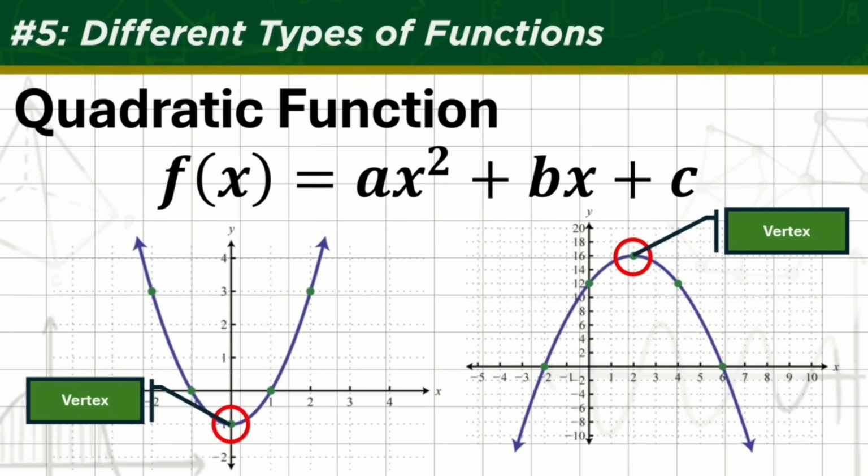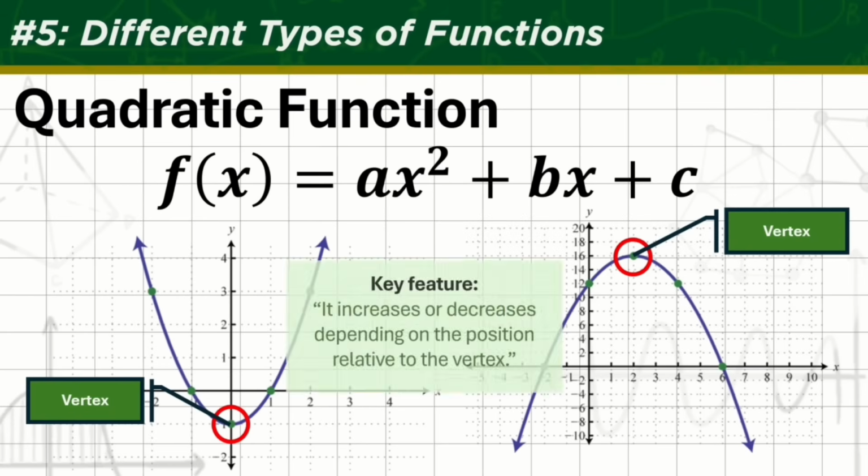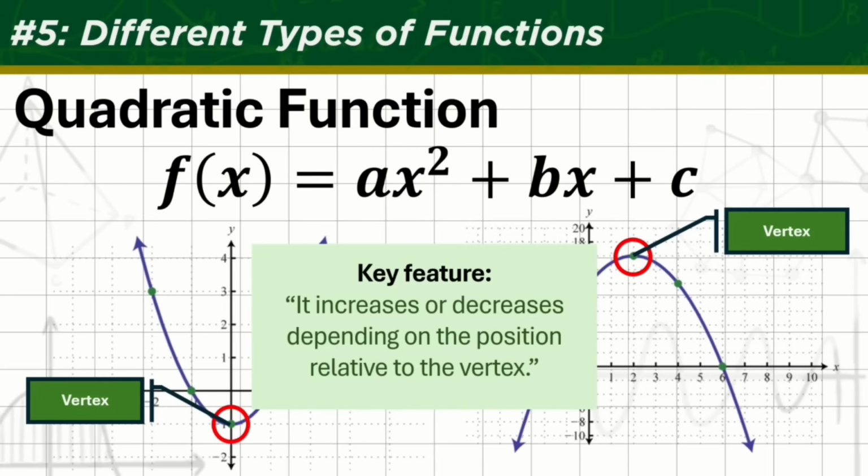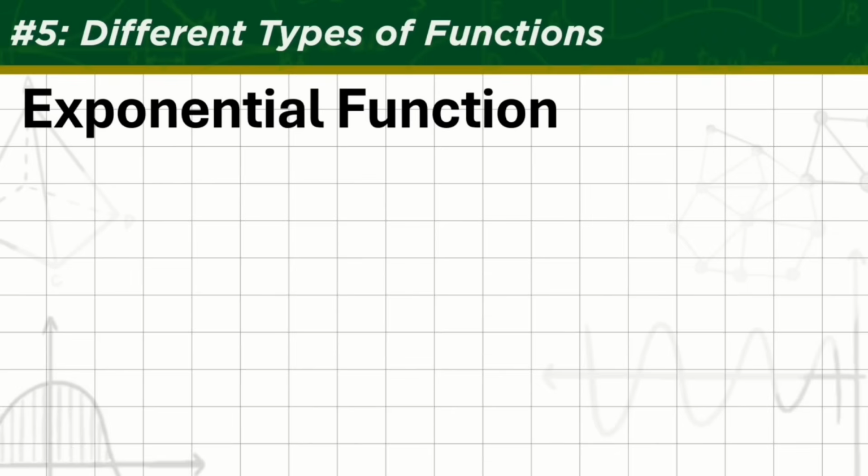The key feature in a quadratic function is that the rate of change is not constant. It increases or decreases depending on the position relative to the vertex. The rate of change starts fast or slow, pauses at the minimum or maximum point, and then switches direction and changes speed again.